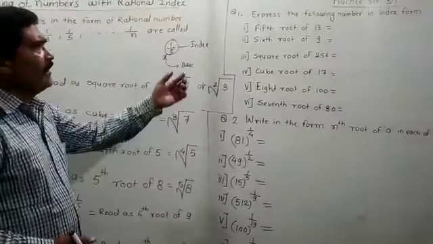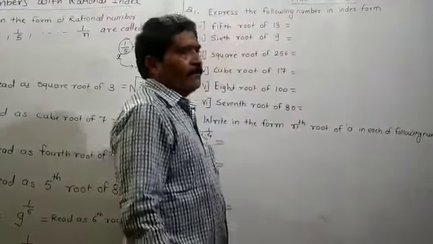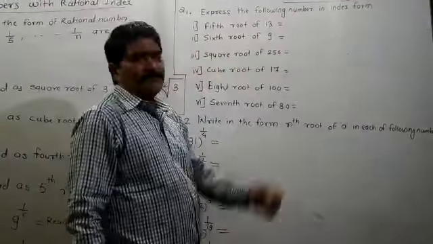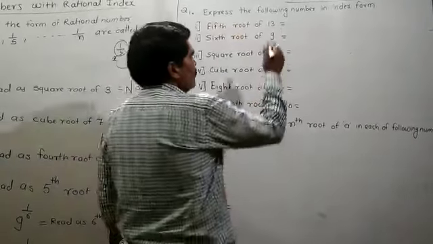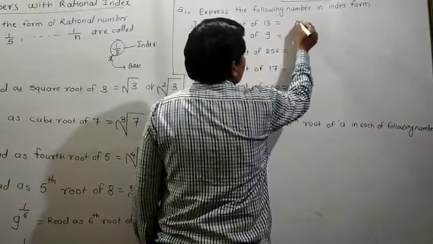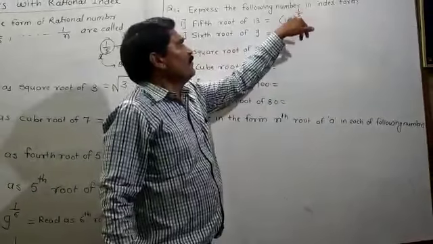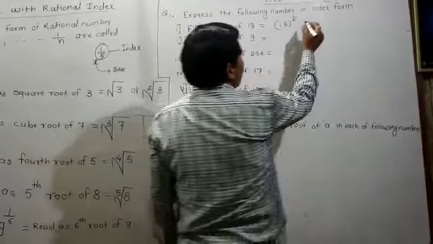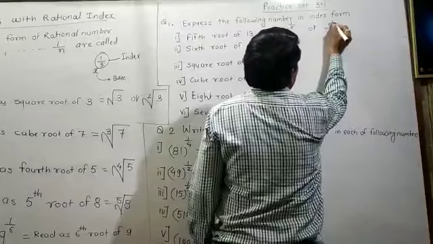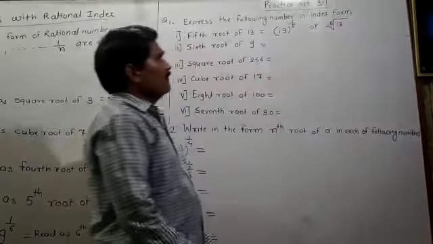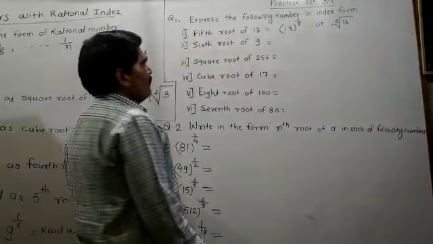Then express the following. You have to start with practice set 3.1. Express the following numbers in index form. The 5th root of 13: you have to write 13 raised to 1 upon 5. You have to say the 5th root of 13. Everybody understand? The 6th root of 9, you have to write it as well.